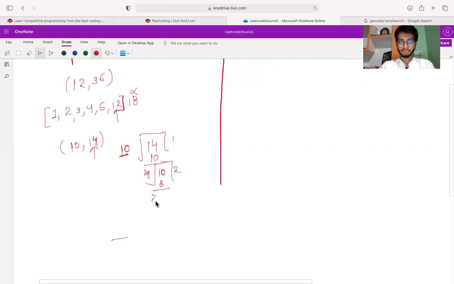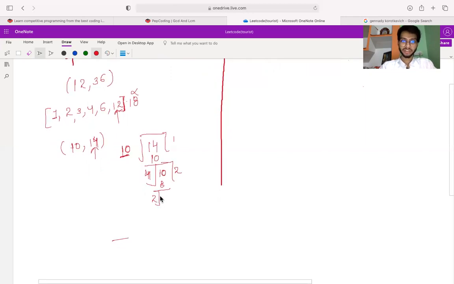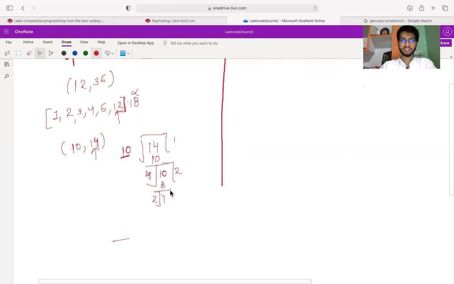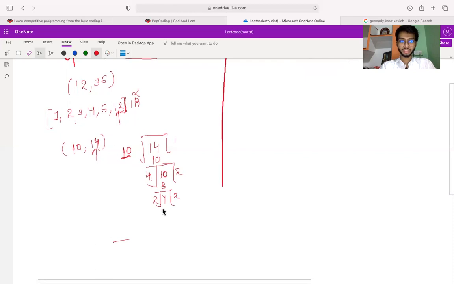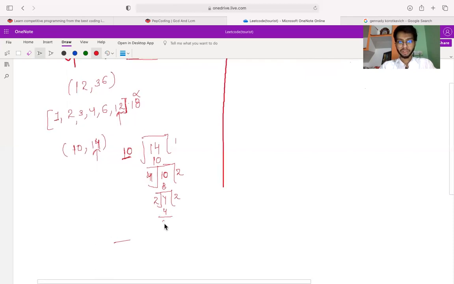Again, the 2 becomes my divisor, and the previous divisor becomes my dividend. So now 4 becomes my dividend. If I divide 4 by 2, 2 into 2 equals 4, and now the remainder becomes 0.